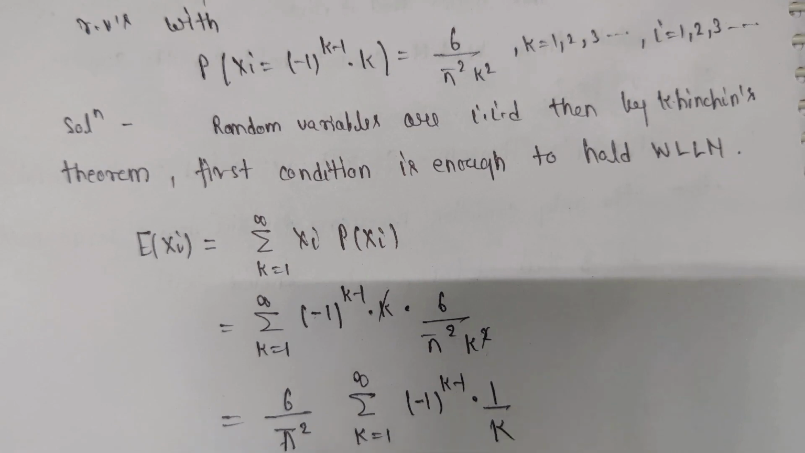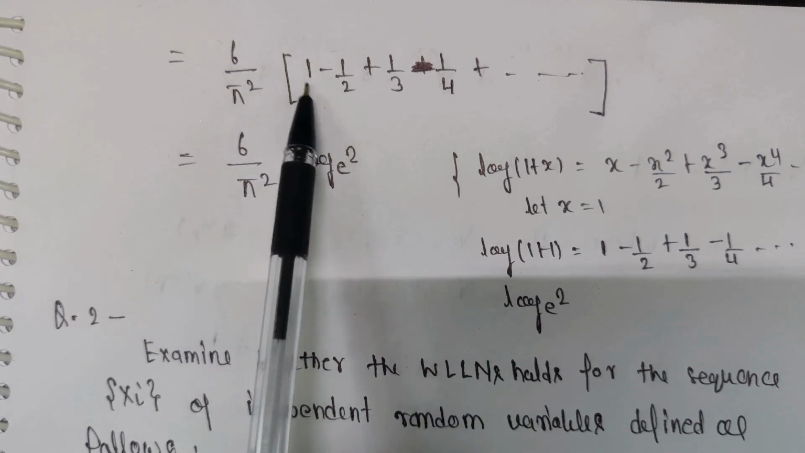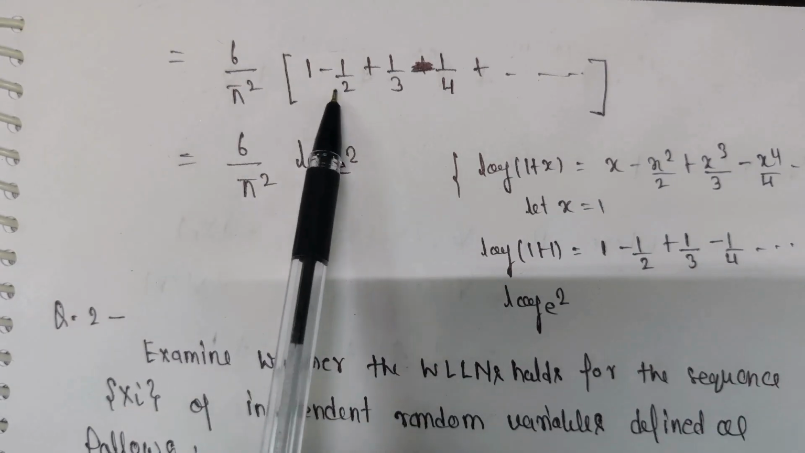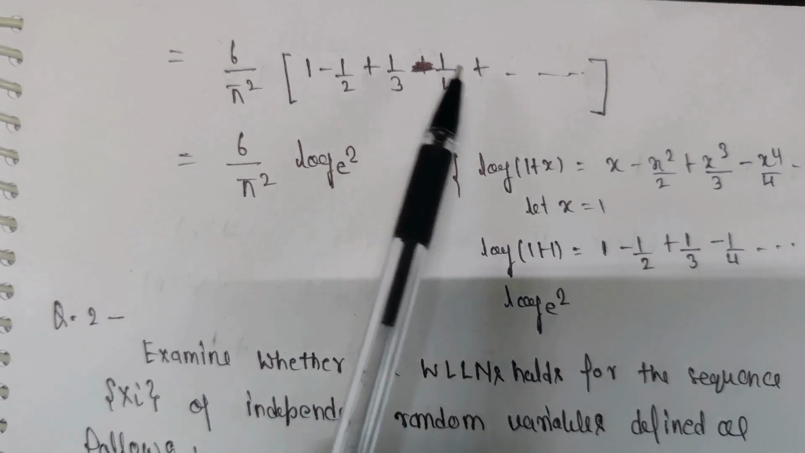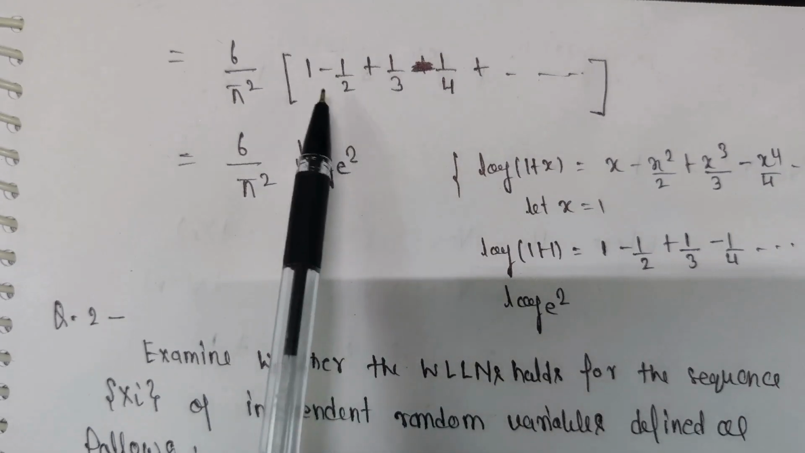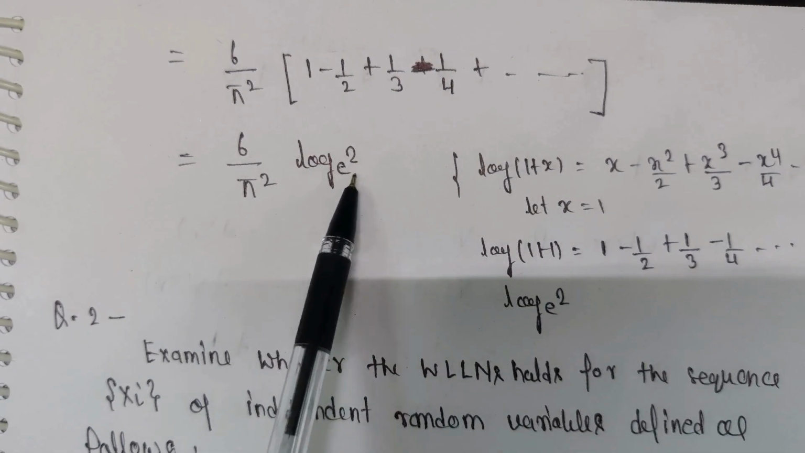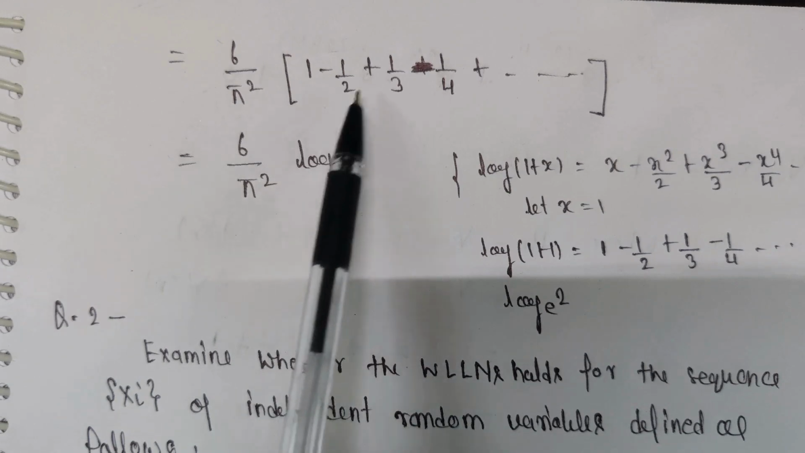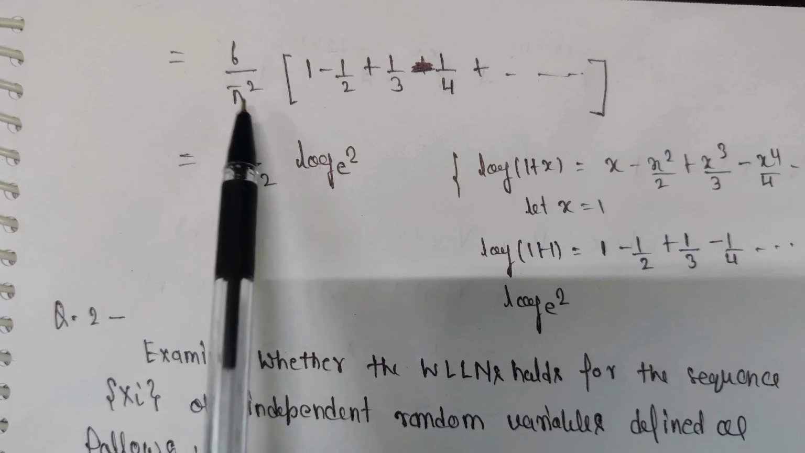Okay, so now you can simply expand the summation and then we get the resultant. You can see here after expanding the summation, the first term is 1. Okay, the second term is minus half, then the third term is 1 by 3, then minus 1 by 4, and so on. Okay, so we know that this is the series of log 2 base e. So you can write in place of this series log 2 base e, and the first term is 6 upon pi square.